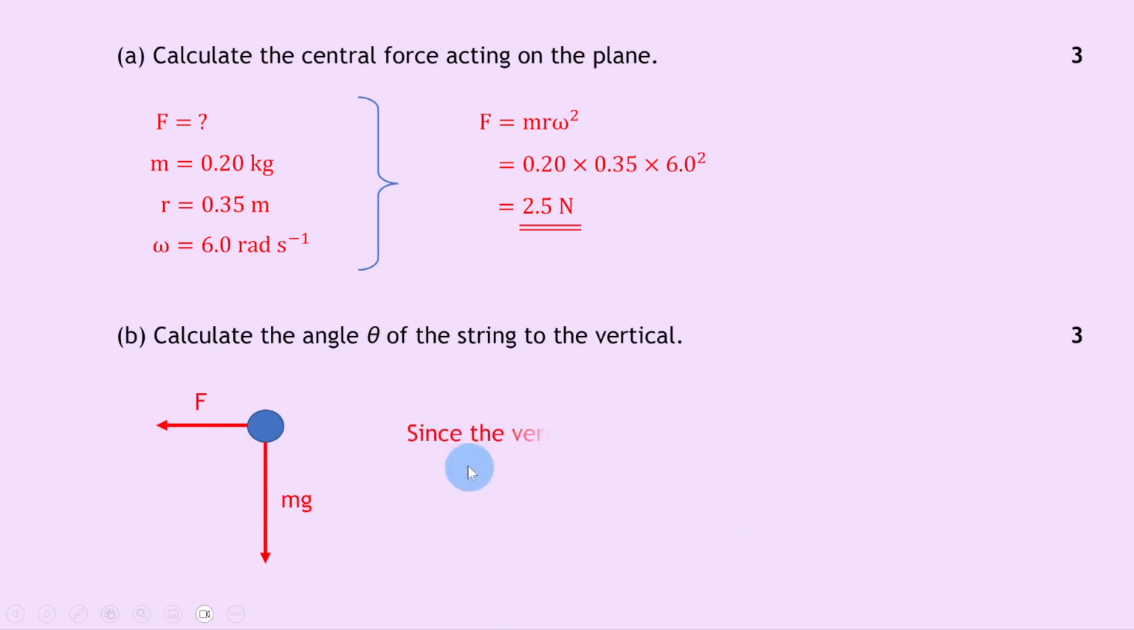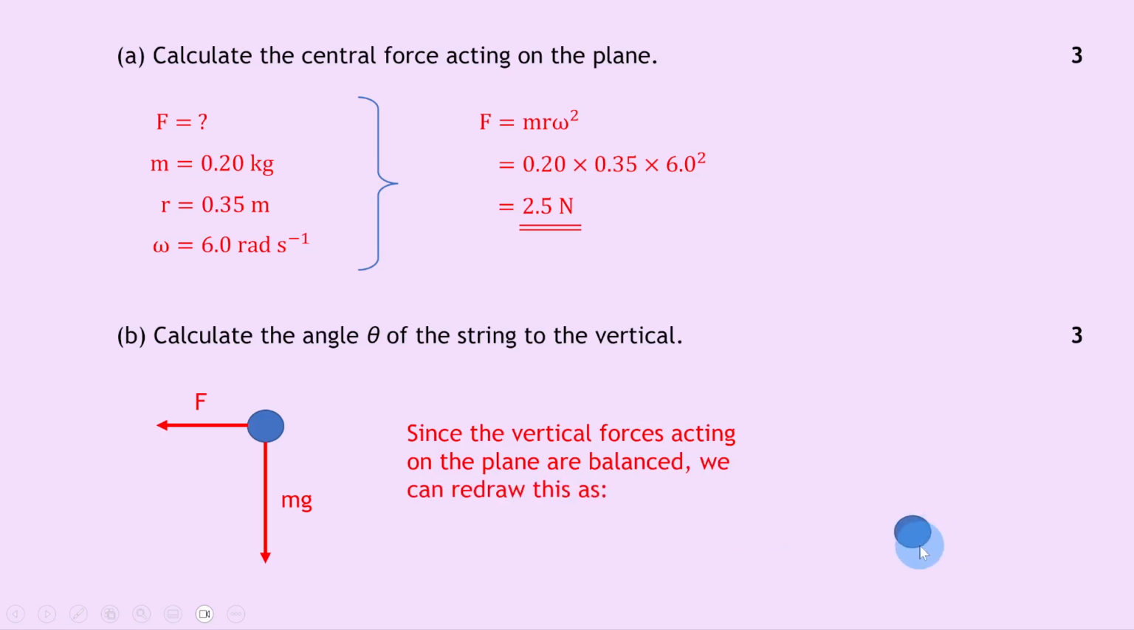Now what we can say is that since the vertical forces acting on the plane are balanced, we can redraw this as having the mass or the plane at the bottom. We could then have our weight or mg force going up the way, and that's because we're saying the vertical forces are balanced here. So because we've got mg acting downwards, that would be the same as mg acting upwards. And we can keep the centripetal force going to the left just like before and label that F again.